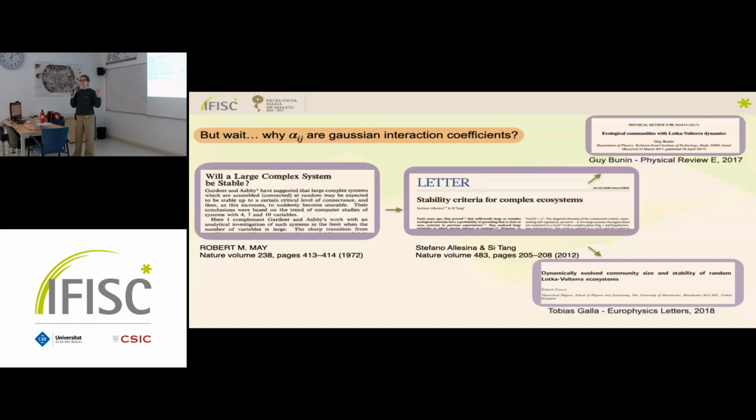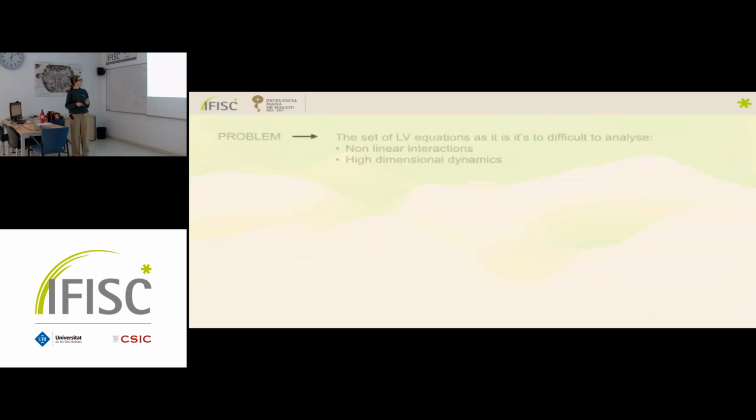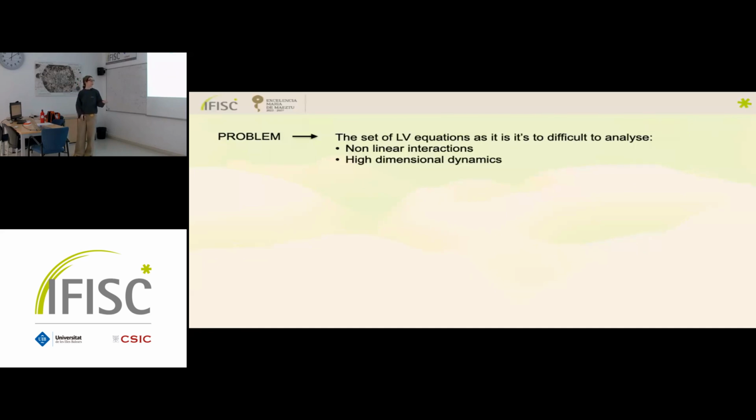So once we have done a kind of recap of all the history behind these interaction coefficients, I can go back to my Lotka Volterra equations. I introduced my equation, but now there's a problem because, as I said before, Lotka Volterra systems are characterized by high dimensionality, so they are difficult to analyze, also because they involve non-linear interactions. So what is the solution?